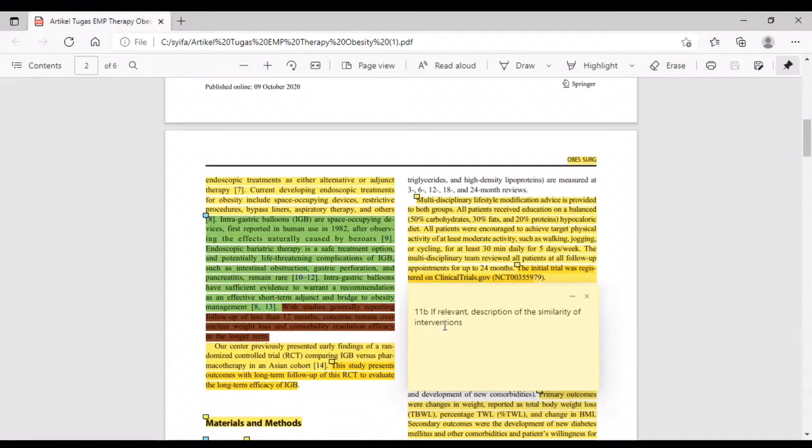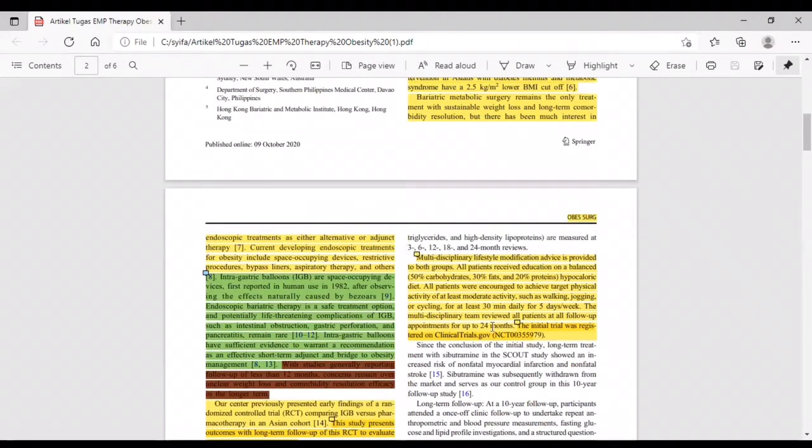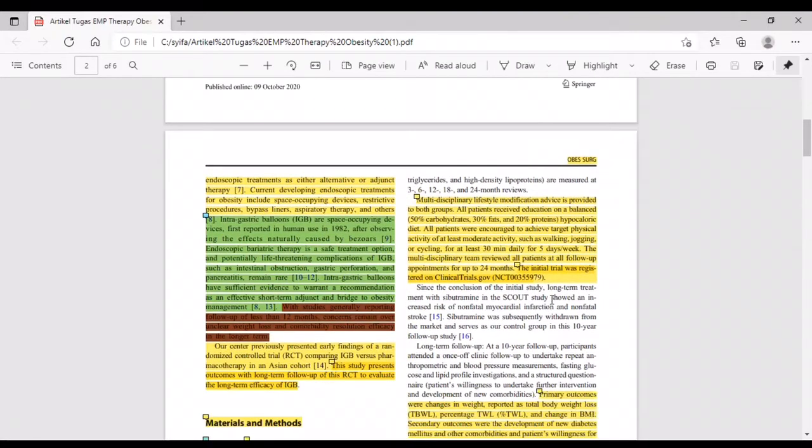The point of 11B is a relevant description of the similarity of interventions. 11A is on this paragraph, and 11B is in the paragraph shown by the sentence: multidisciplinary lifestyle modification advice is provided to both groups. All patients receive education on a balanced hypocaloric diet. All patients were encouraged to achieve target physical activity of at least moderate activity such as walking, jogging, or cycling for at least 30 minutes daily for 5 days a week.